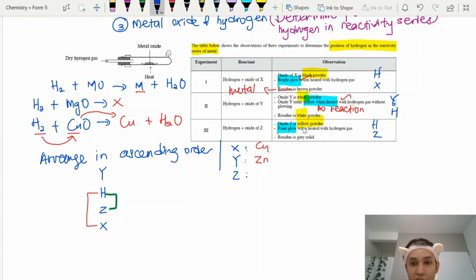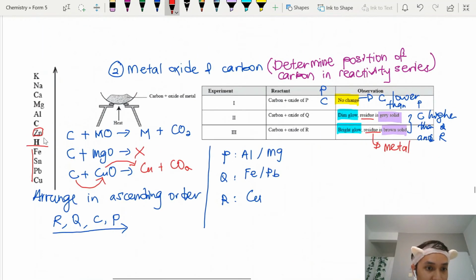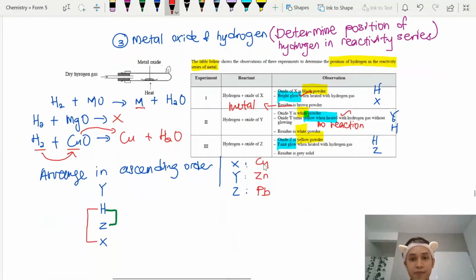Now there is only one, not to say only one, but the one that you learn: yellow powder oxide is lead oxide. So my Z here is Pb. Okay, lead, so it's correct. Why? Because lead is lower than hydrogen, so reaction can happen.